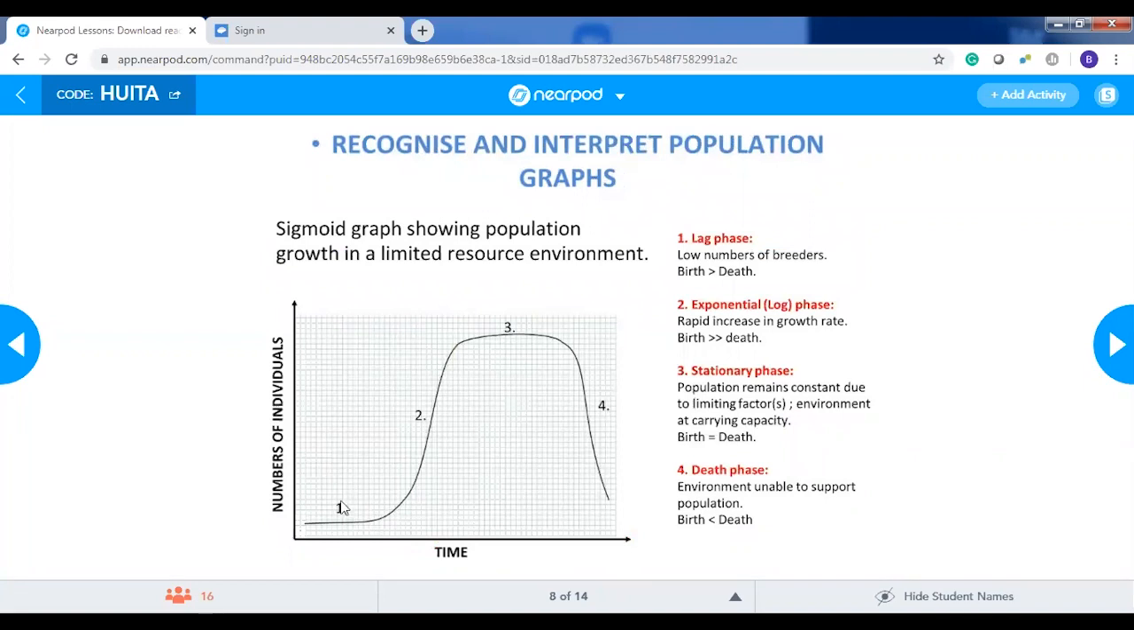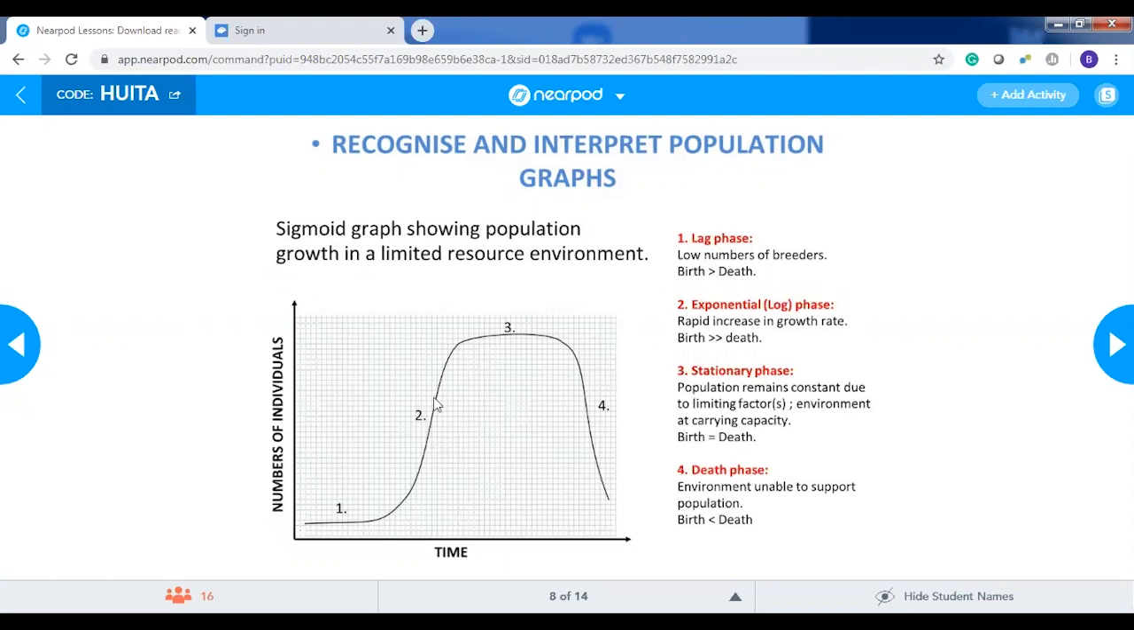It is when the population is introduced to the environment, and this population has a low number of breeders, meaning that the birth rate is only slightly bigger than the death rate. And after the population has adapted to the environment, the number of individuals will increase over time. This phase we call the log or the exponential phase, which is a rapid increase in growth rate. And the birth rate here is more and more than the death rate.